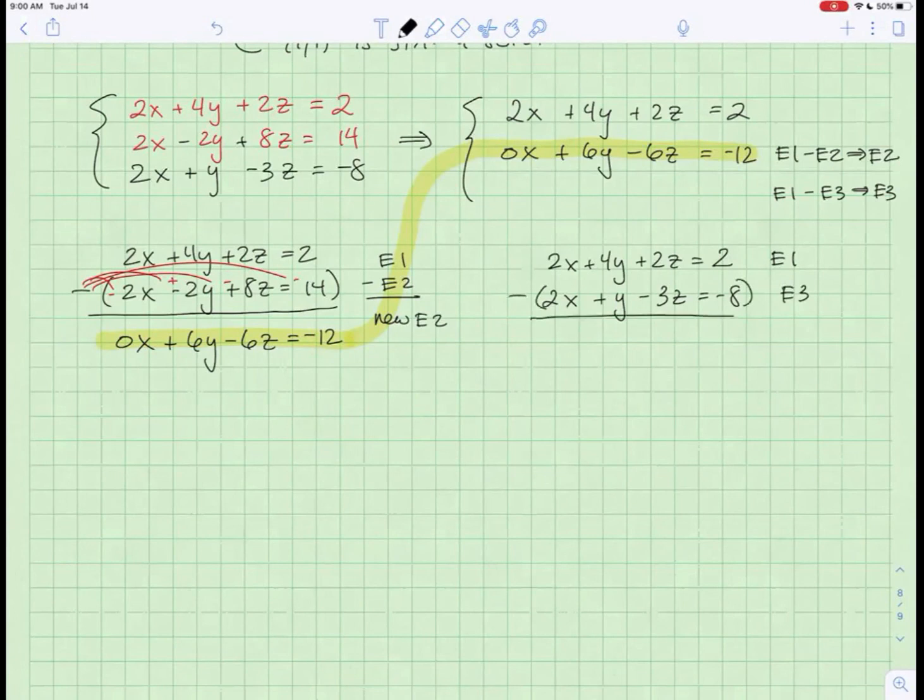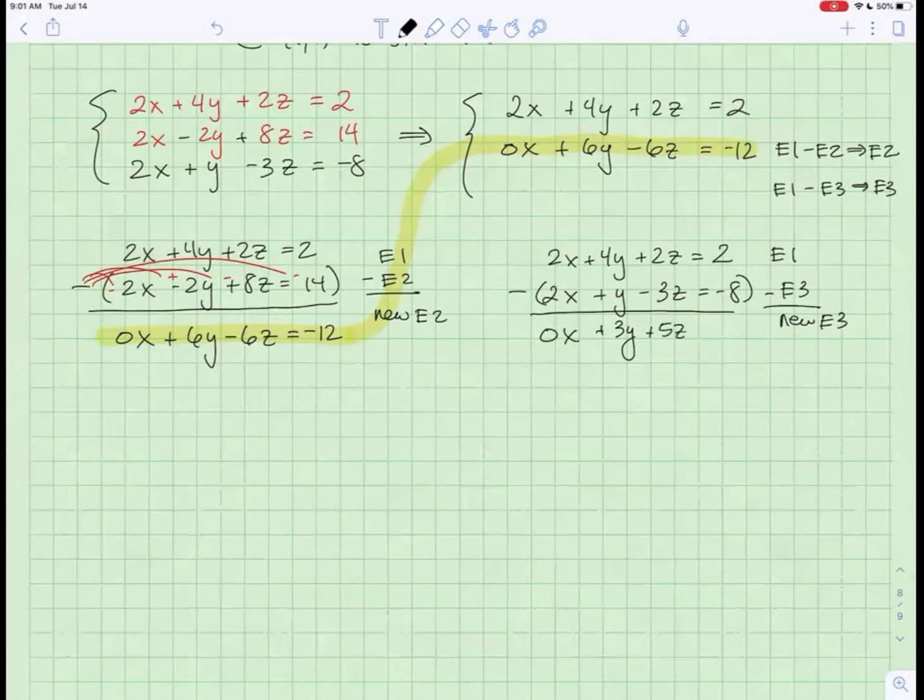And we're going to subtract. And that's going to give me my new equation 3. 2x minus 2x is 0x. 4y minus y is 3y. And 2z minus negative 3z is 5z. And 2 minus negative 8 is 10. So my new row 3 is 0x plus 3y plus 5z is equal to 10.